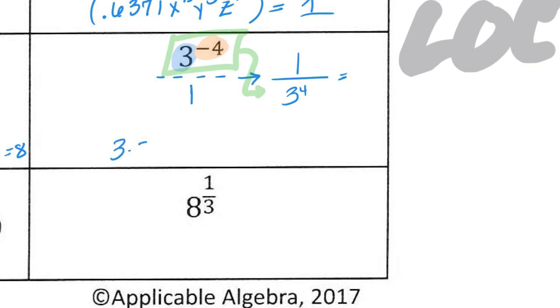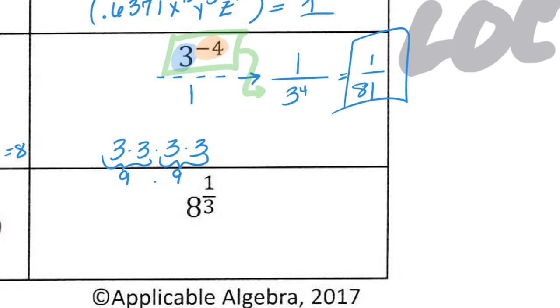3 to the 4th is just 4 3s. Well, 3 times 3 is 9. 3 times 3 is 9. So that gives me a value of 81. Those 3s were in the denominator, so the 81 stays in the denominator as well.